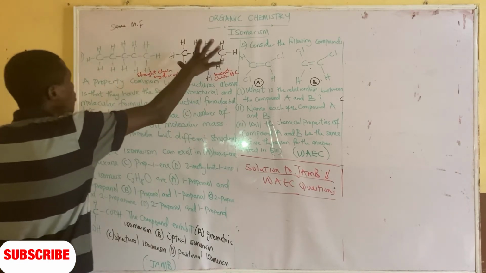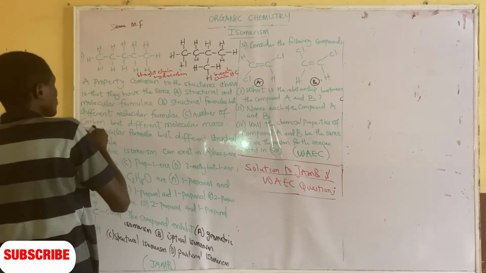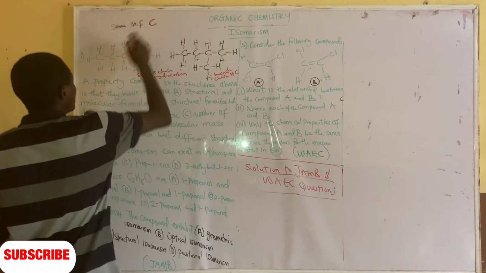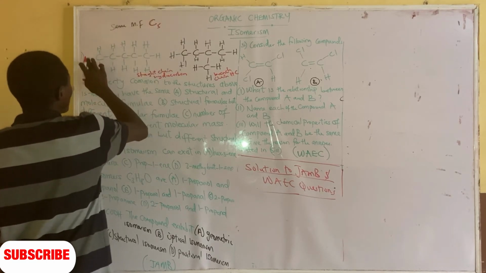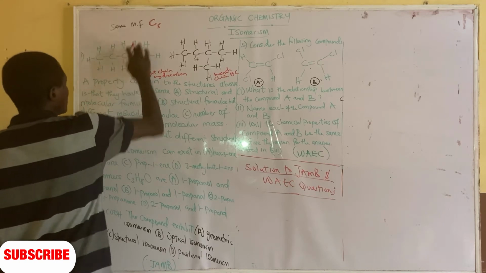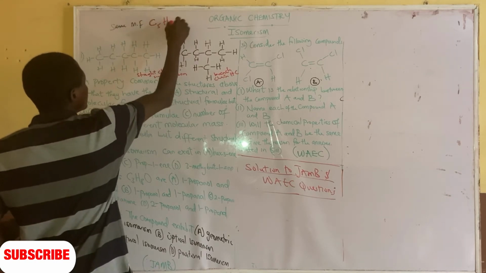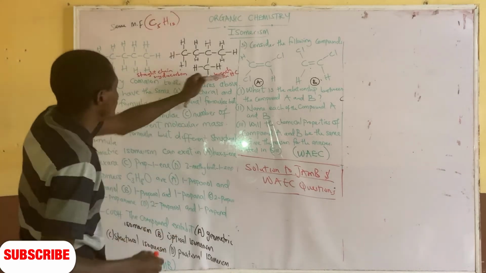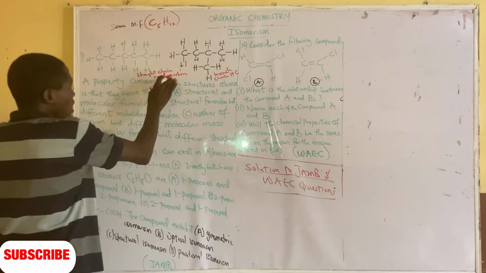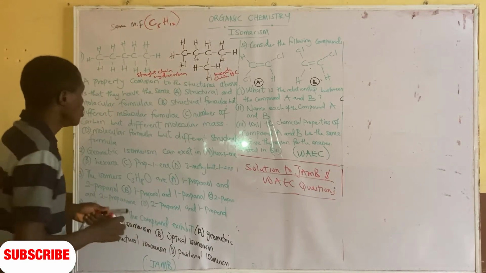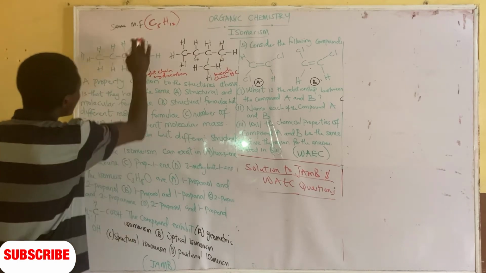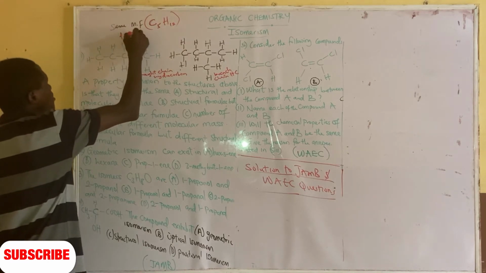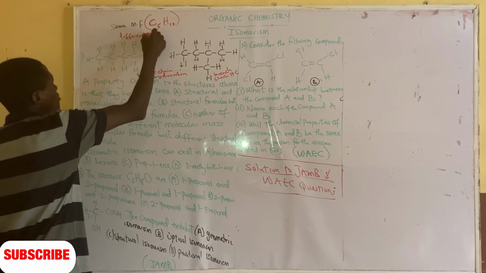They have the same molecular formula. They have the same carbon, which is 5. And hydrogen is, I think, 12: 1, 2, 3, 4, 5, 6, 7, 8, 9, 10, 11, 12. So they have the same molecular formula, C5H12, but different structures: a straight chain hydrocarbon and a branch chain hydrocarbon. So now let's look at the option that fits the same molecular formula but different structural formula.